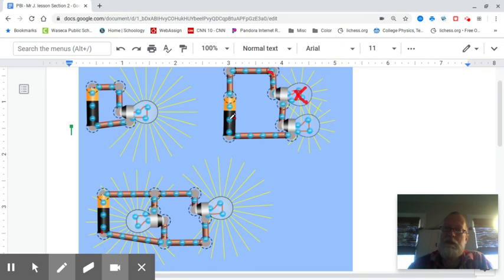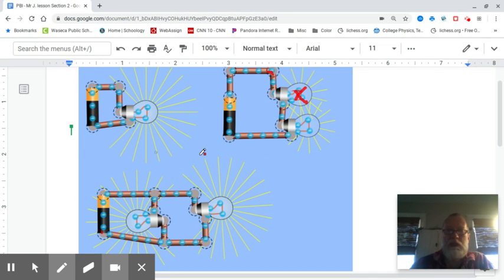Now, as the current leaves this battery, it has to go through this bulb and then through this bulb. It has nowhere else to go. So all the current here is the same as the current here, here, here, here, and here. So the current is the same everywhere along the same line. No current gets used up. So why are these bulbs half as bright as this bulb?